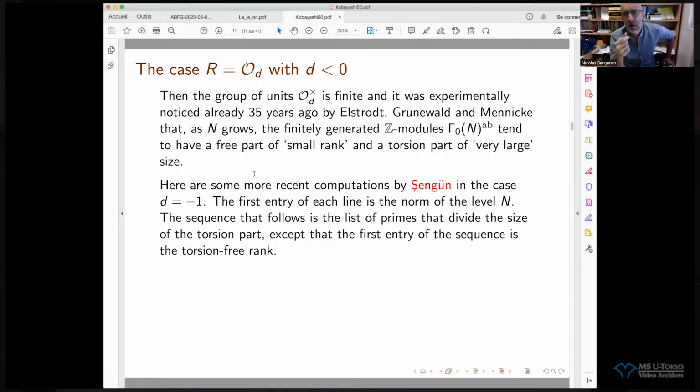You consider levels that can be ideals, so in fact that are prime ideals. So you will see norms that are primes, and then the sequence of numbers. The first number will be the size of the free part, and the other numbers will be the prime divisors of the torsion part of the abelianization of gamma naught of n.